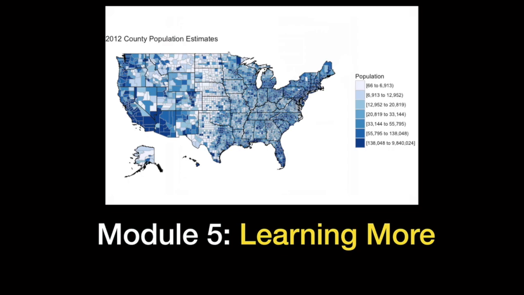Finally, in Module 5, I'll give you pointers on how to learn more. For example, this course only talks about state population estimates. But what if you want to create a map of US counties? In this module, I'll give you pointers on where to go to answer questions just like that.